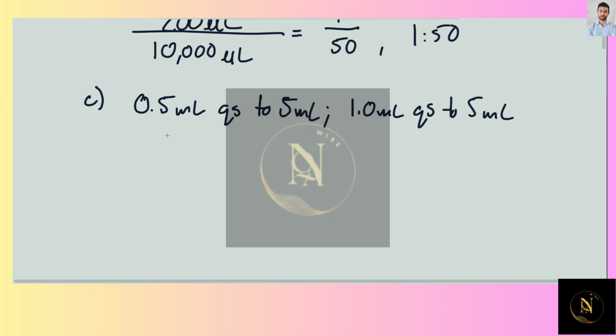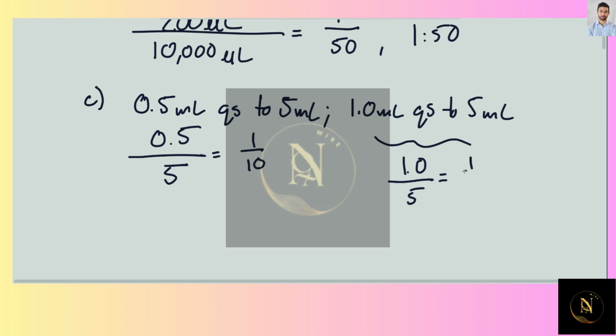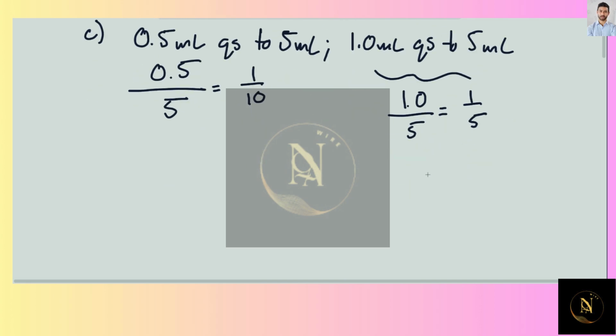We're going to say, okay, so the first dilution was a dilution of 0.5 over 5, right? And that's just a 1:10. The second dilution was a 1.0 over 5, or 1/5. So the final dilution is 1/10 times 1/5 equals 1/50. And that's how you do sequential dilution like this. Okay. Right. So the final dilution is 1:50.